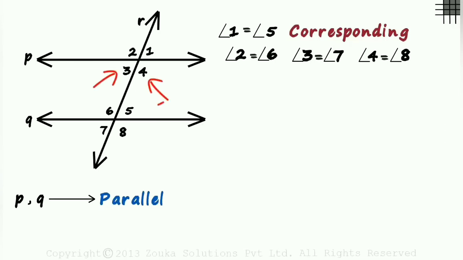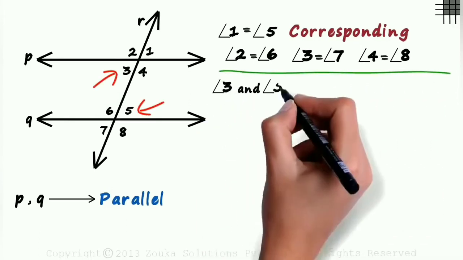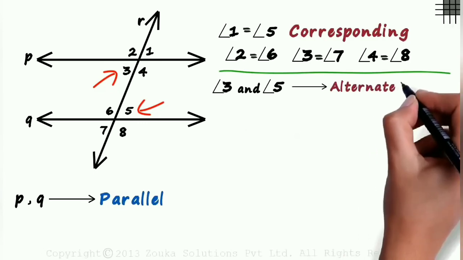Angles 3, 4, 5 and 6 are interior angles because they are between the 2 parallel lines, and they are classified into 2 types. Let's understand the first type. Angle 3 and angle 5 form a pair of alternate interior angles.